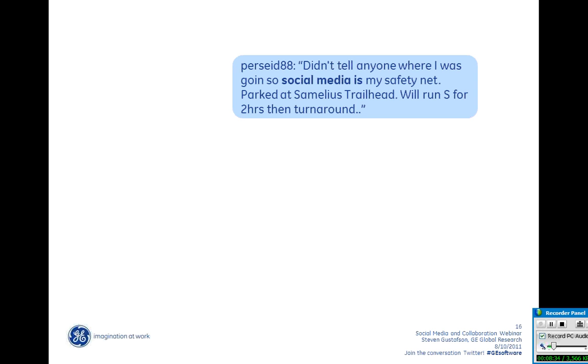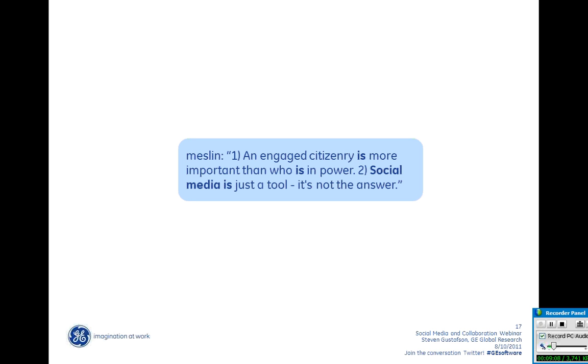I think this is a really fascinating one because it talks about how data is key in this space. Somebody posted, I didn't tell anyone where I was going, so social media is my safety net. I parked at some trailhead, and I'll run south for 2 hours and turn around. So when you think about the importance of IT and platforms and management of data, this is like something out of a CSI show. Somebody goes missing, and the only thing that's able to find them is their post on Twitter, post on Facebook. This is how important social media has become to some people, and how important it is to understand how people are interacting with it. And engaged citizenry is more important than who's in power.